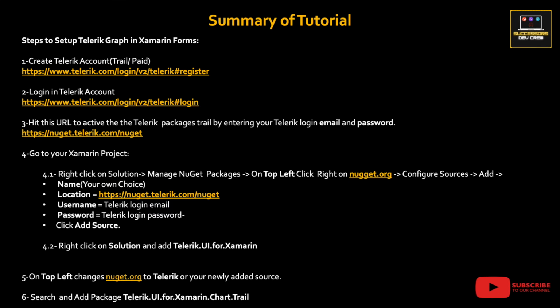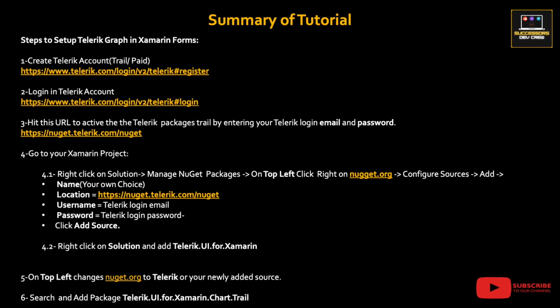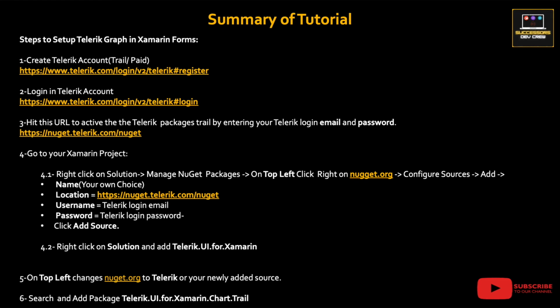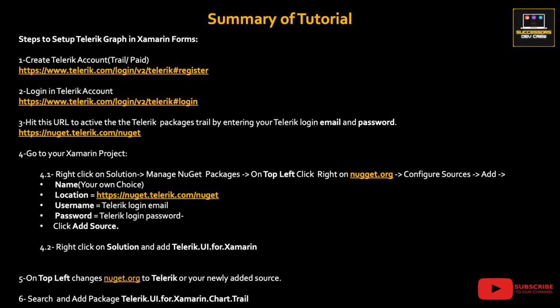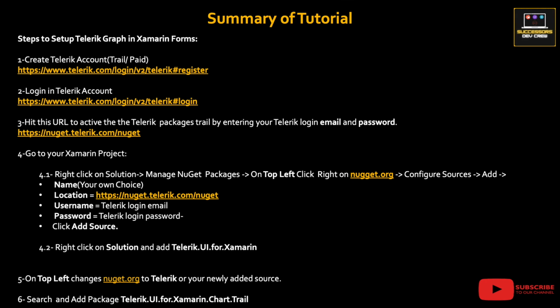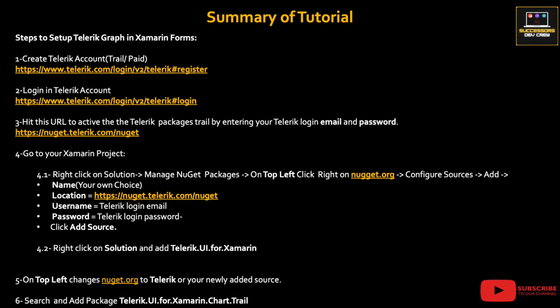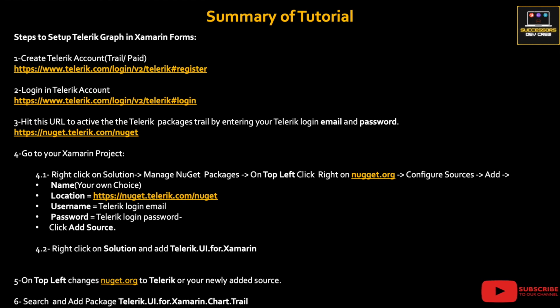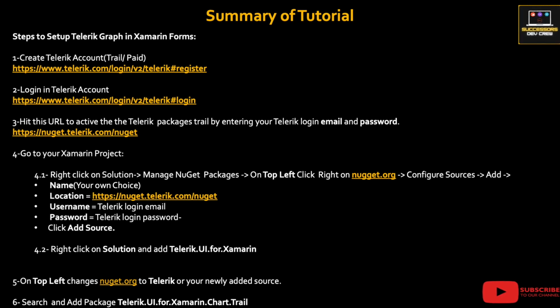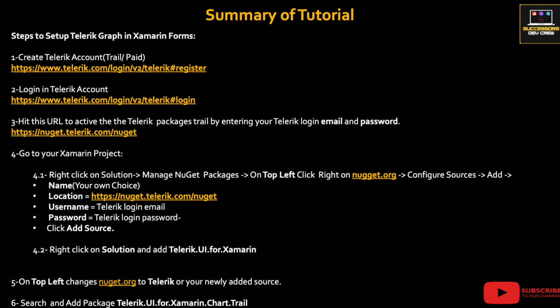So here is the conclusion of this tutorial. We have to do just 5 steps. First, we have to go to the Telerik website to make an account. Then we have to hit another URL to activate our access for Telerik. Now make a Xamarin.Forms project or log into an existing project of Xamarin.Forms.